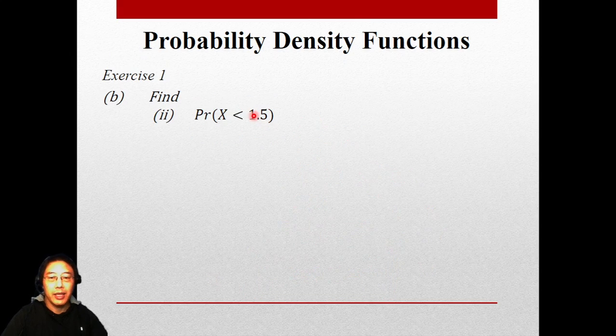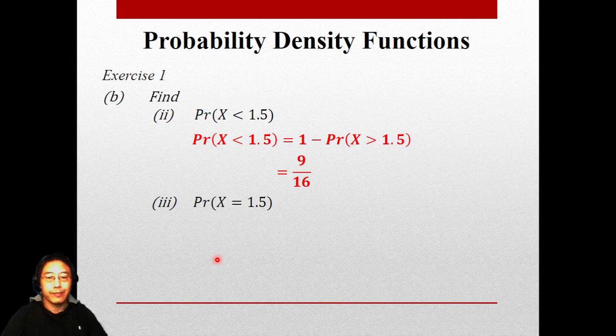Now we need to find that probability from 1 minus. Because it's a complementary probability, we can use 1 minus to solve it instead of determining the integral, which is going to result to be 9 over 16. Alright, now to be exactly equal, it is 0. Always the case for a continuous random variable.